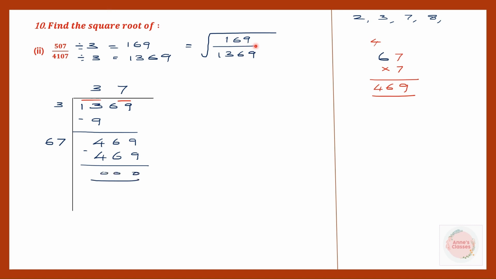So here we found the square root of 169, which we already know is 13, and the square root of 1369, which we just found to be 37. So we can write it here, 37. So what is our final answer? Final answer is 13 by 37. This is the square root of the question given to us.